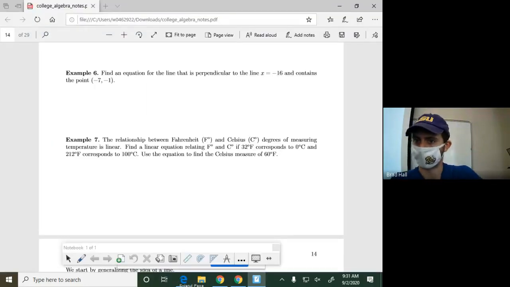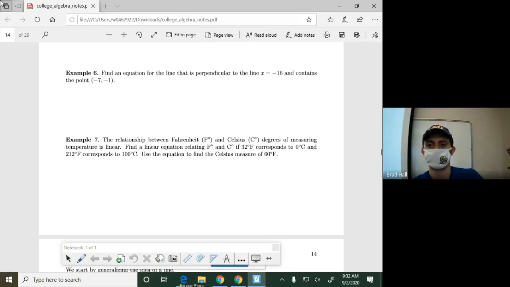So for example 6, first we need to think about the conditions for parallel lines. We understand parallel lines visually. Two lines that go on forever in both directions, and they never intersect, they never cross. What we ended up doing was we had some algebraic interpretation of this. Since parallel lines are lines, then they have slopes. So two lines are parallel if they have the same slope. That was our algebraic interpretation from last time.